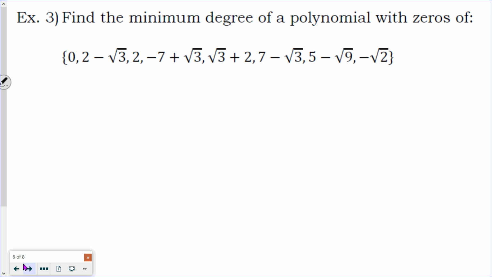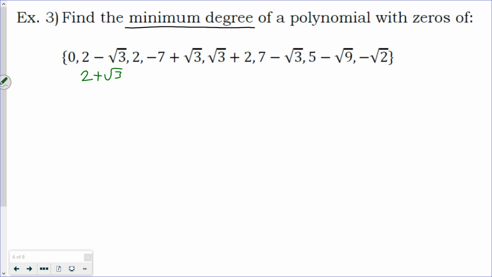All right, so now we're going to find the minimum degree of a polynomial with zeros of all these. So when I say the minimum degree, what that means is I want all my zeros to have a multiplicity of 1. Or in other words, I want to cancel out anything that repeats. So the first one I see is 0. So 0 is fine. I don't have to add anything to it. Next, I have 2 minus root 3. That's in the form we just talked about. So that means 2 plus root 3 has to be a 0 as well.